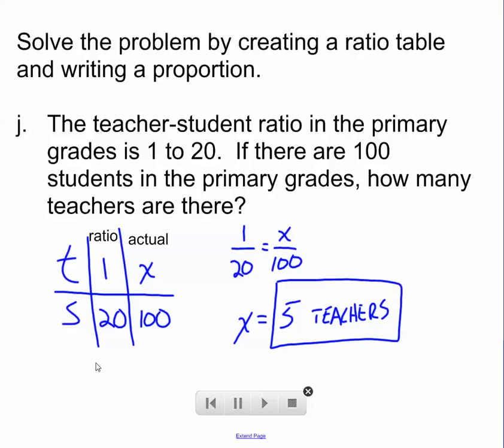This is a helpful little tool, especially when we get into some tougher problems where they say we need to start using a total. We just add another row here for the total between teachers and students. So you'll see that here eventually, but ratio tables.